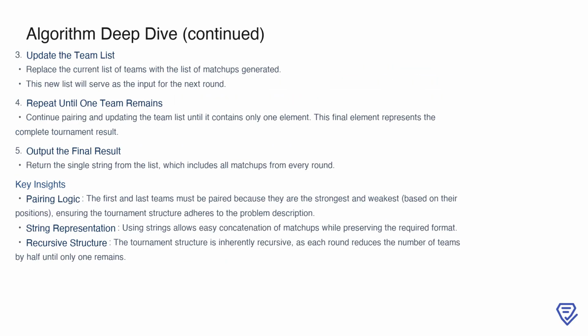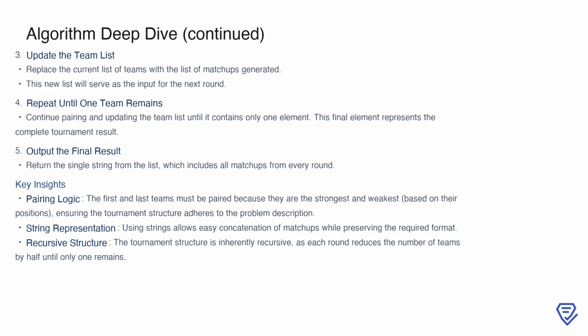Once the matchups for the current round are created, the list of teams is replaced with this new list of matchups. This updated list then becomes the input for the next round of pairings. The process is repeated in this way, reducing the number of teams by half each round, until there is only one element left in the list. This final element represents the complete structure of the tournament, showing all matchups from each round in a nested format. The result is a single string that captures the entire elimination process.